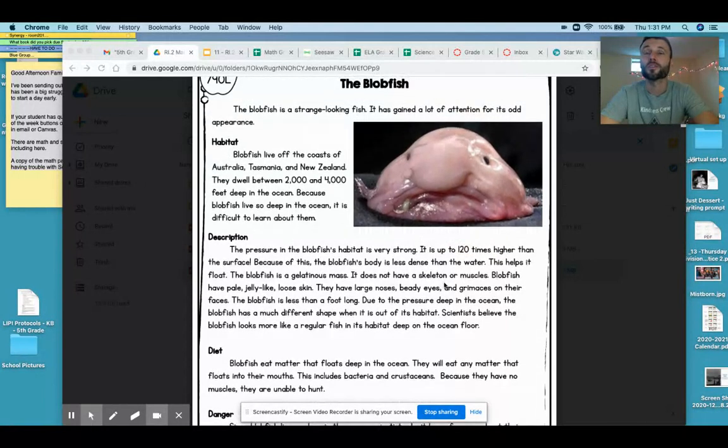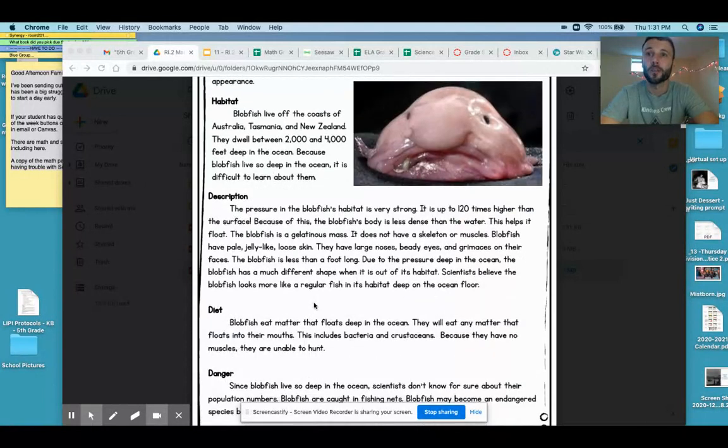Now, one of the questions on this asked about the main idea of this paragraph here, the one titled description. When you read this paragraph, there are a lot of specific supporting details that could be confusing. For example, it does not have a skeleton or muscles. That's a really interesting detail, but that's simply one detail in this whole paragraph. Another example of a detail is that its body is less dense than the water, and this helps it float.